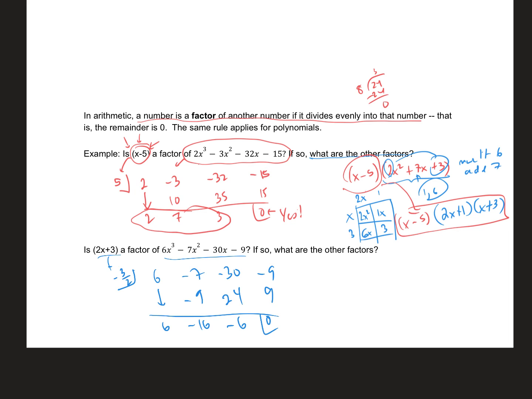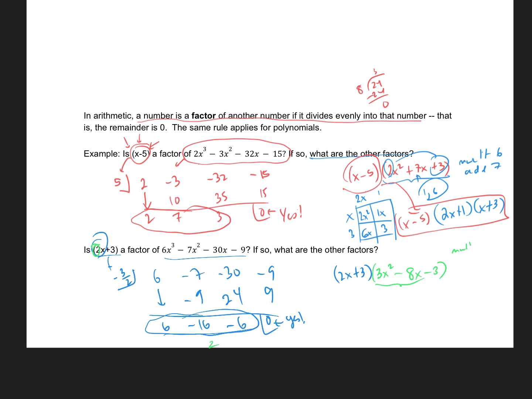Now, remember, first of all, yes, this is a factor. So we know that 2x plus 3 is a factor, and that this thing would be the other factor. But remember, because we divided by something that had 2x plus 3 in it, we have to divide that quotient by 2 before we write what the actual answer is, because that was the coefficient of the x. So the thing that's left here is actually 3x squared minus 8x minus 3. And so then I would be looking at this to see if it factors further.